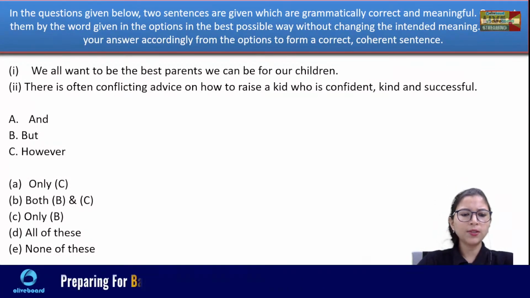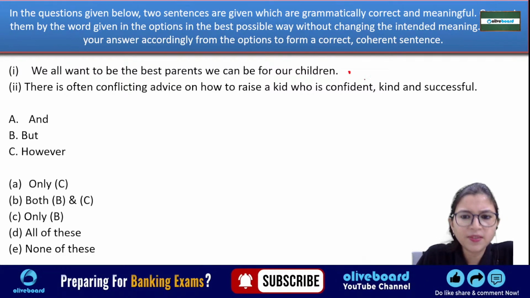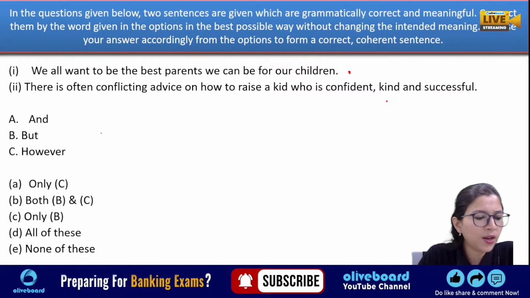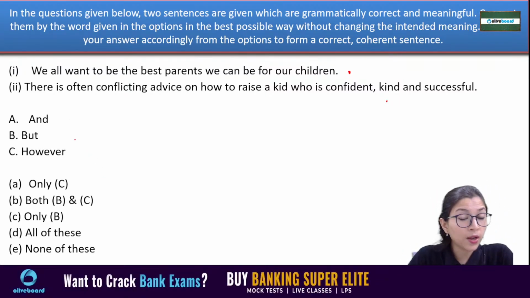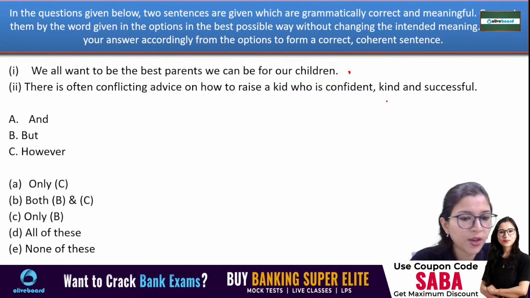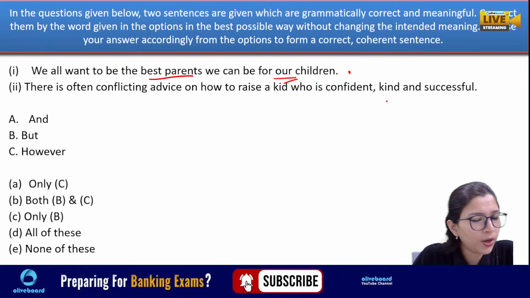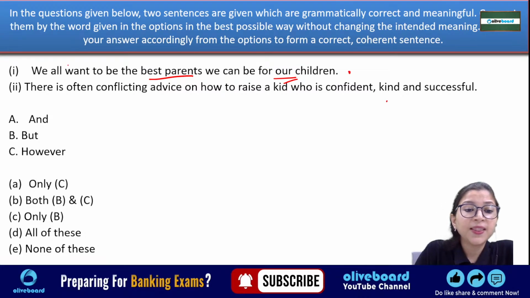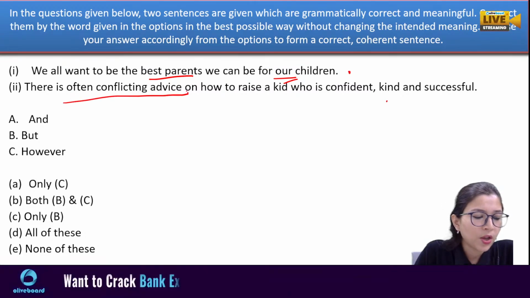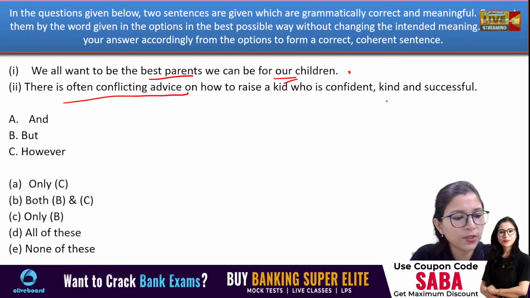So the first question was this. There is no confusion here: these are two simple-level sentences, and these are the three connectors given. You have to find how, using these connectors, these conjunctions, you can correct them. We all want to be the best parents we can be for our children. There is often conflicting advice. Now see here, we have contrasting statements.